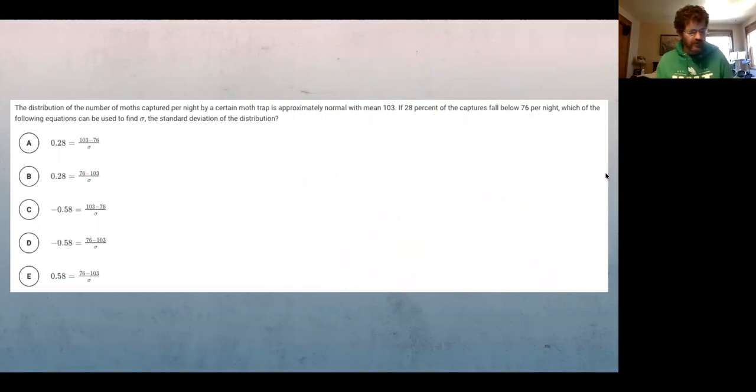All right. So the distribution of the number of moths captured per night by a certain moth trap is approximately normal with a mean of 103. So maybe I'll just stop right here because I know they don't just throw these numbers out. So the mean of 103. If 28% of the captures fall below 76 per night, which of the following equations can be used to find sigma, the standard deviation of the distribution?